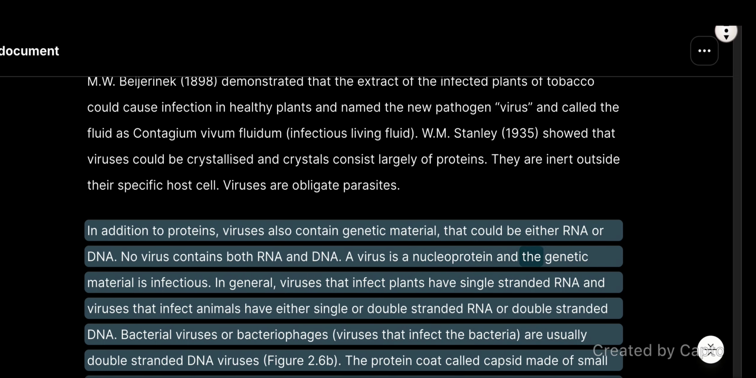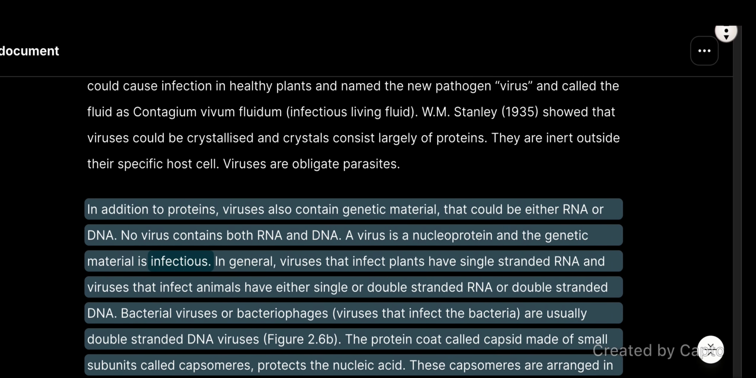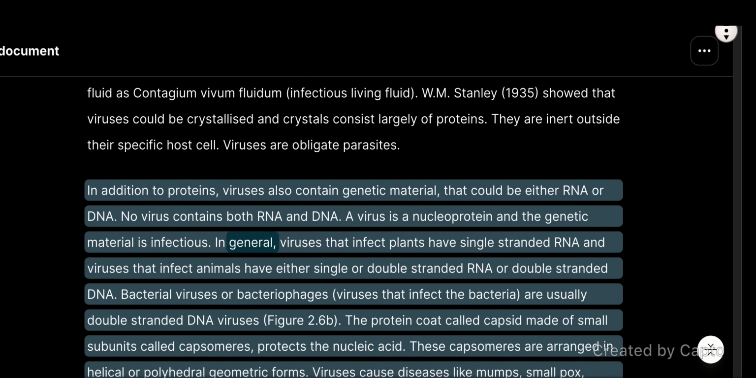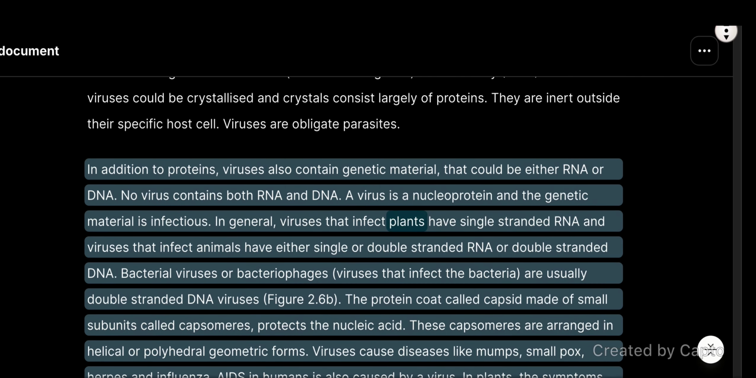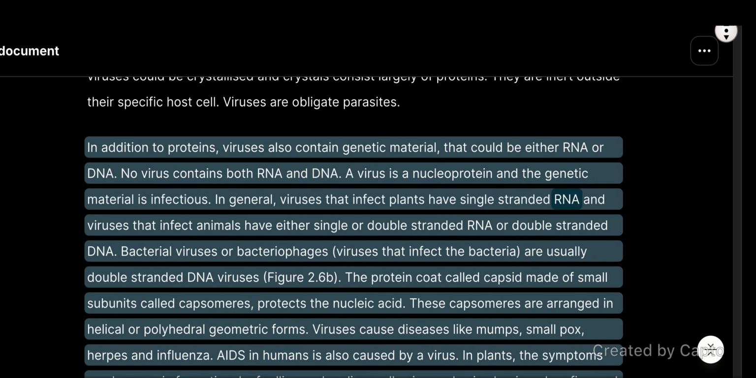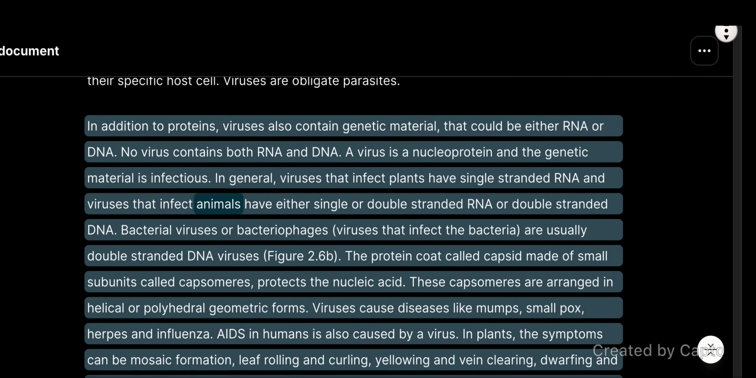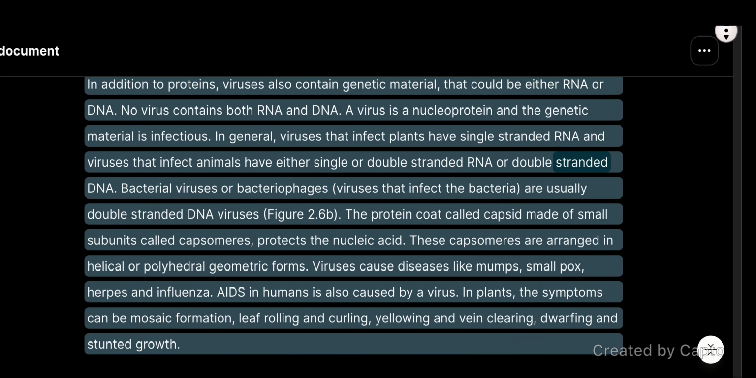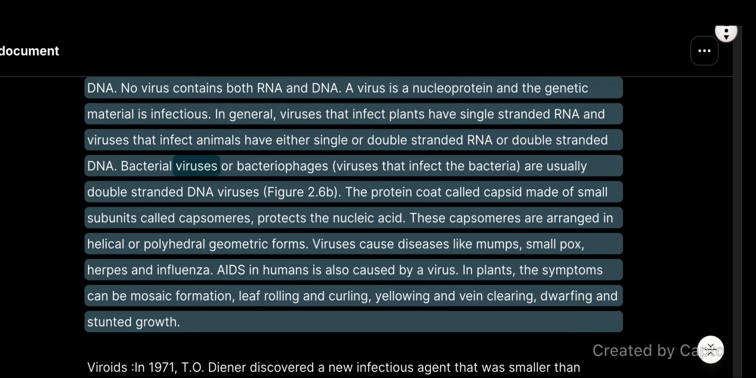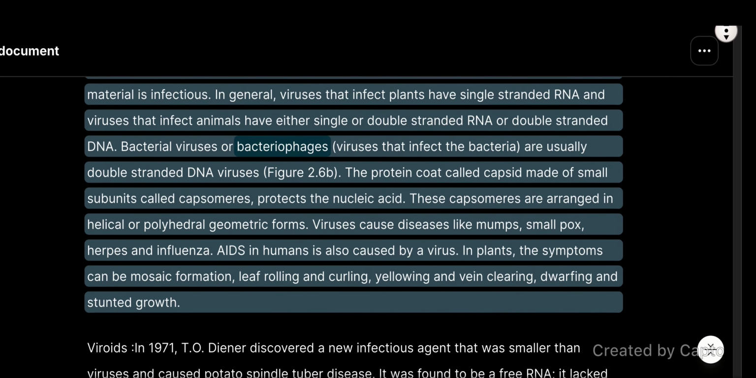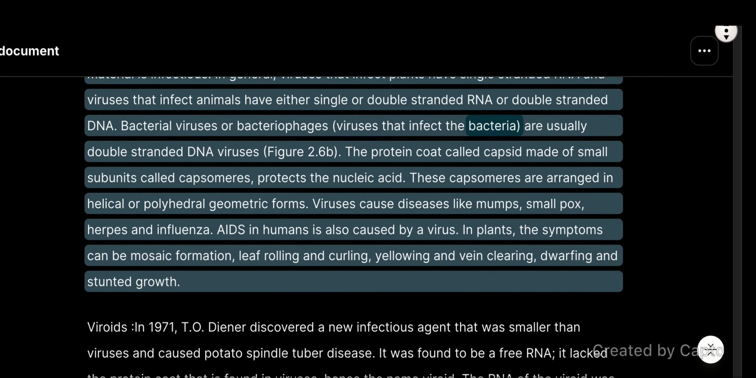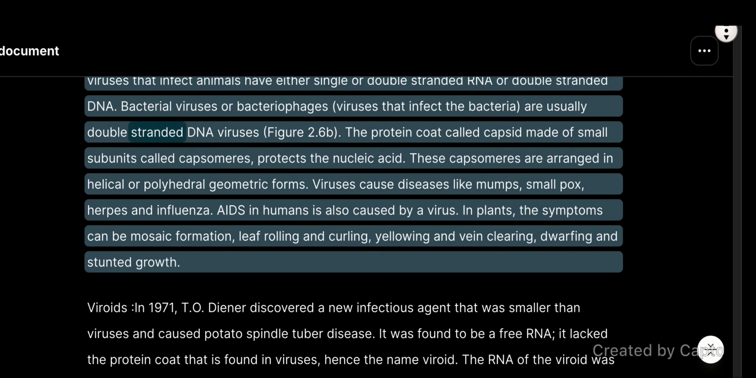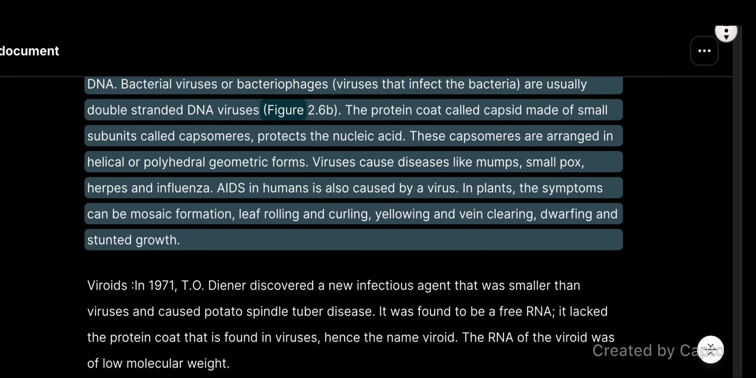A virus is a nucleoprotein, and the genetic material is infectious. In general, viruses that infect plants have single-stranded RNA, and viruses that infect animals have either single or double-stranded RNA or double-stranded DNA. Bacterial viruses or bacteriophages, viruses that infect bacteria, are usually double-stranded DNA viruses.